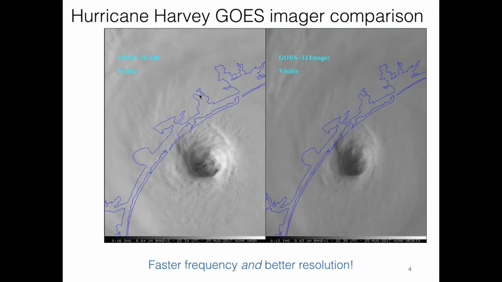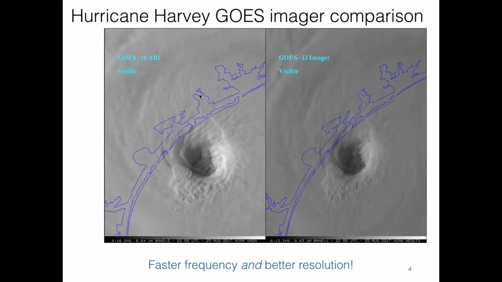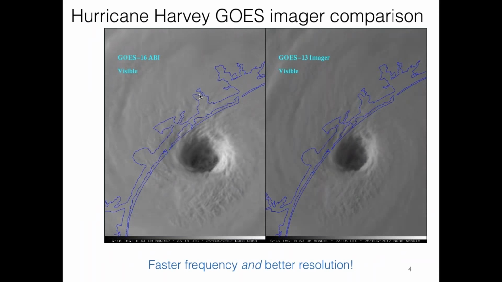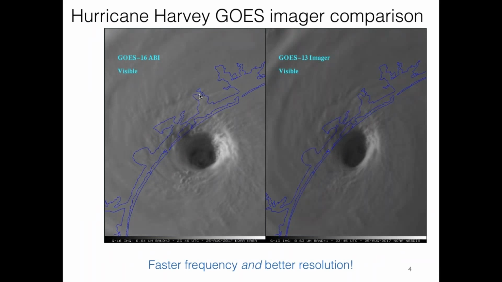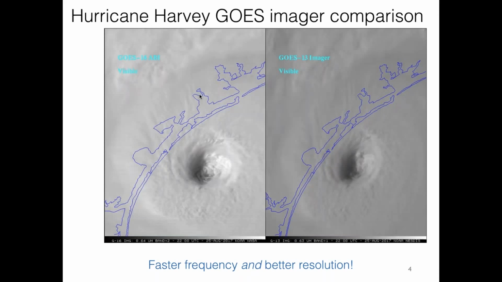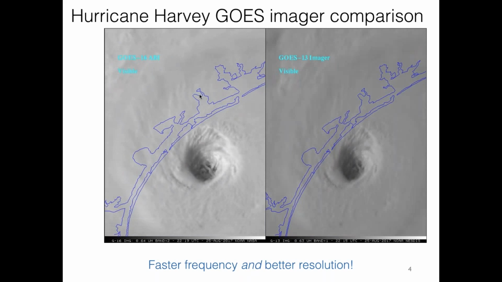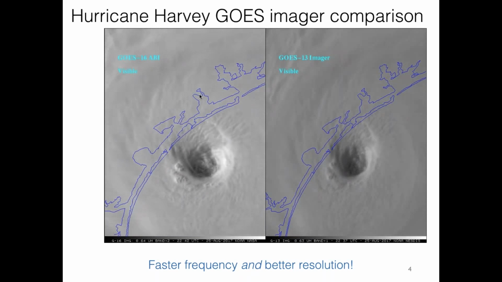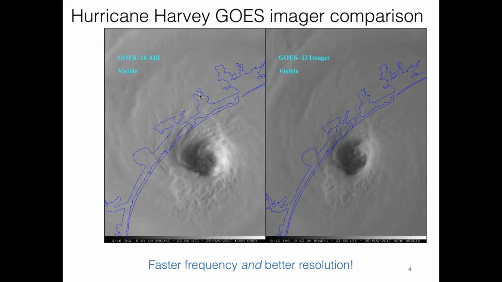This animation illustrates the difference between scanning speed and image resolution between GOES-16 ABI on the left and the GOES-13 imager on the right. The geographic coverage and time period are identical. Please note the superior structural and temporal detail visible in the ABI image.